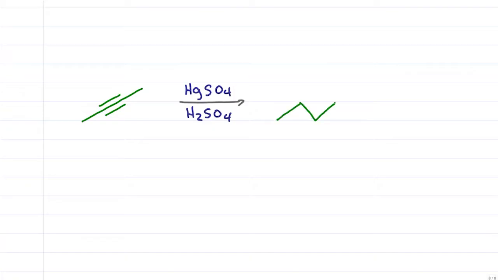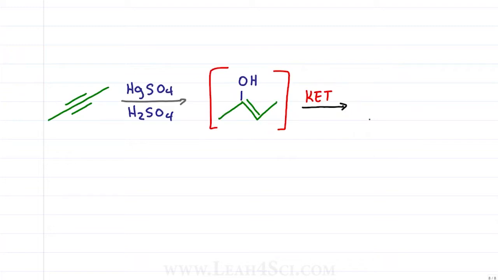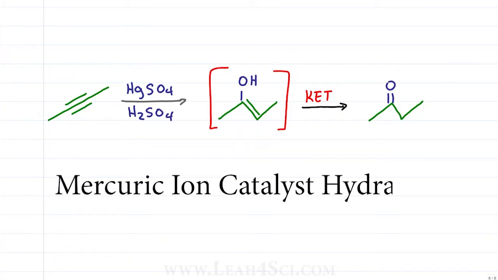Oxymercuration of alkynes is a reaction where we have a starting alkyne reacting with a mercury sulfate catalyst, written as HgSO4 in H2SO4, to give us initially an enol that will then undergo keto-enol tautomerization to give us a carbonyl, in this case a ketone. This reaction is also called the mercuric ion catalyzed hydration, given the mercuric ion Hg2+ catalyst that we'll see in the mechanism.